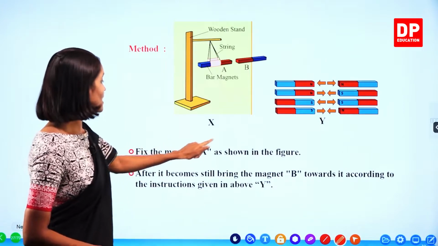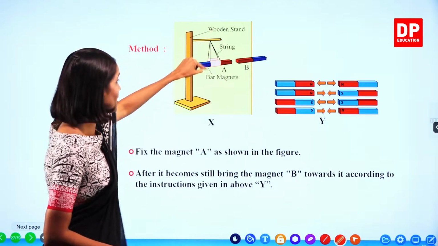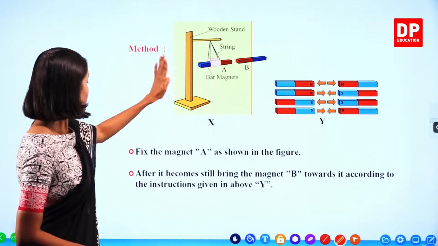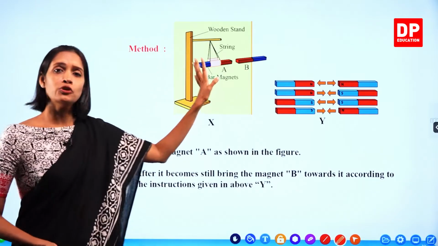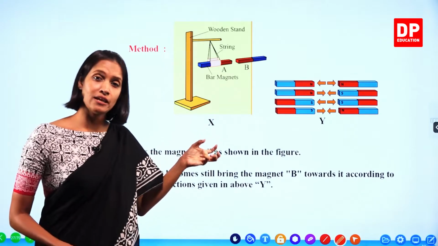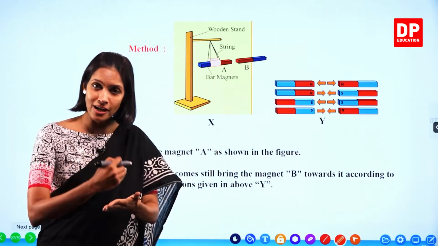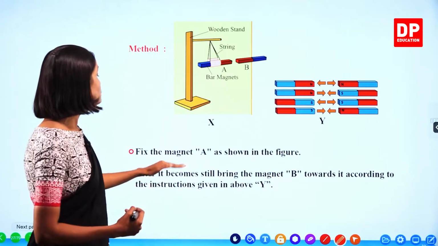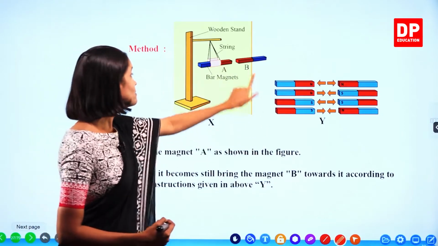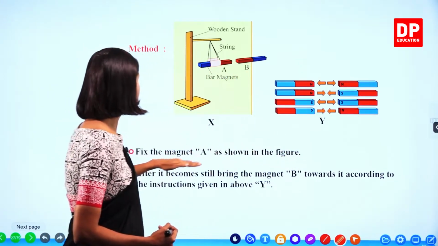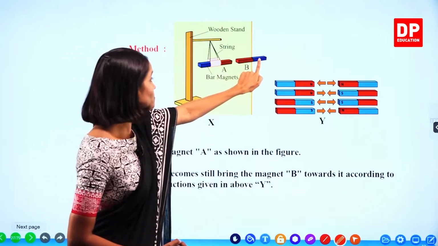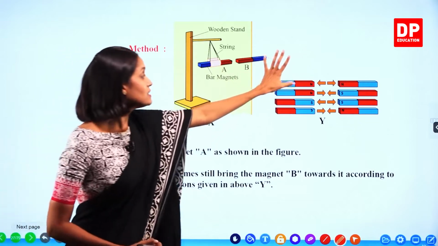Fix the magnet A as shown in the figure. You have to hang the magnet using string to this wooden stand, okay? After it becomes still, now you all know that soon after you hang it, it will rotate and move here and there, and at one point it will become still, right? After it becomes still, bring the magnet B, the other free magnet, towards it according to the instructions given in above Y. So you have to bring magnet B towards A in this method.